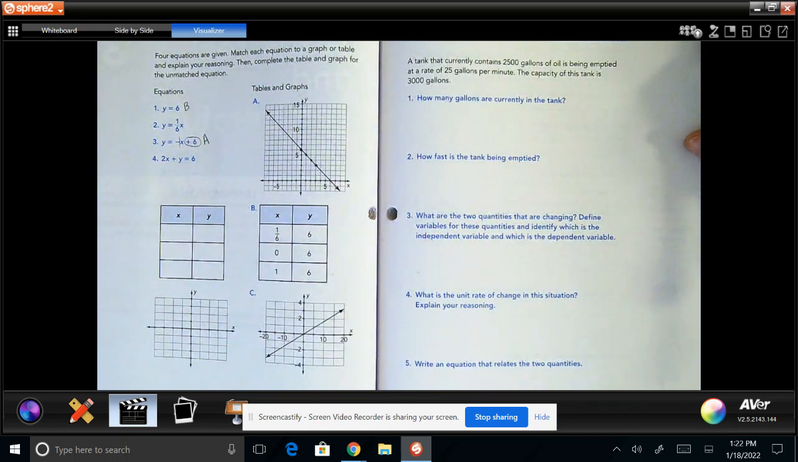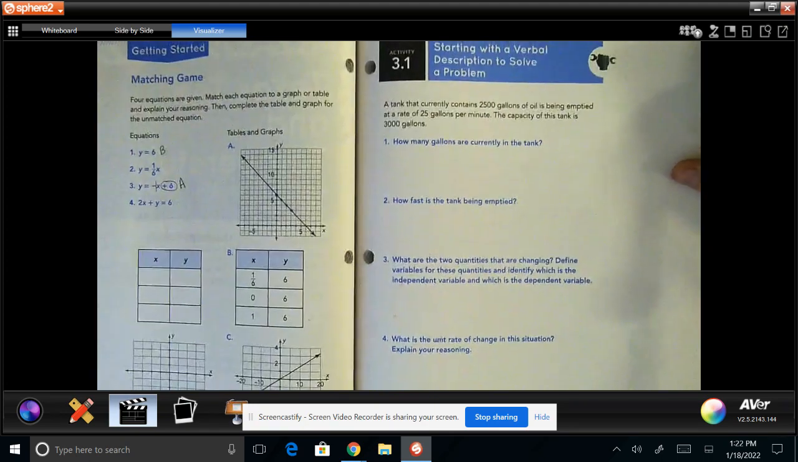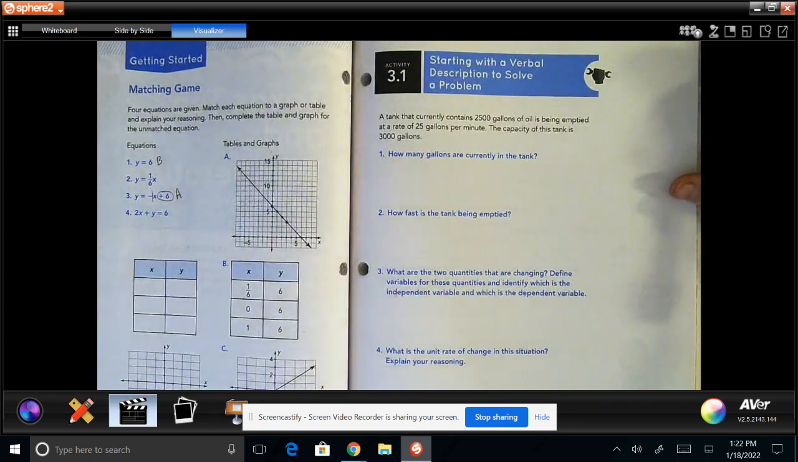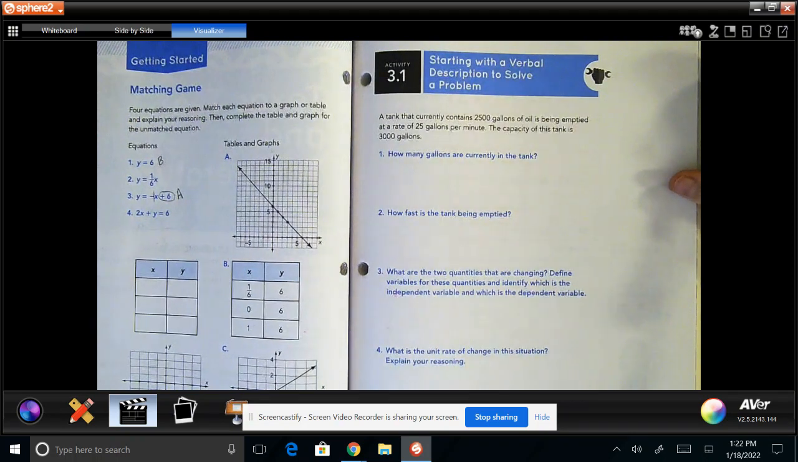At this point, we're going to move on to activity 3.1. Activity 3.1, starting with a verbal description to solve a problem. A tank that currently contains 2,500 gallons of oil is being emptied at a rate of 25 gallons per minute. The capacity of this tank is 3,000 gallons.